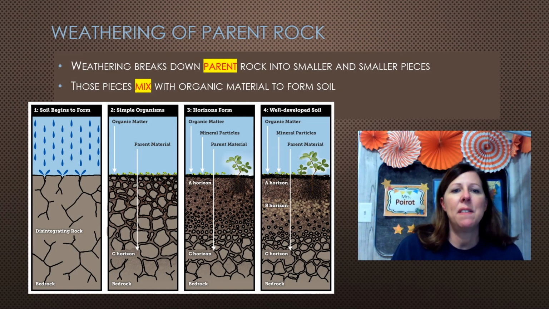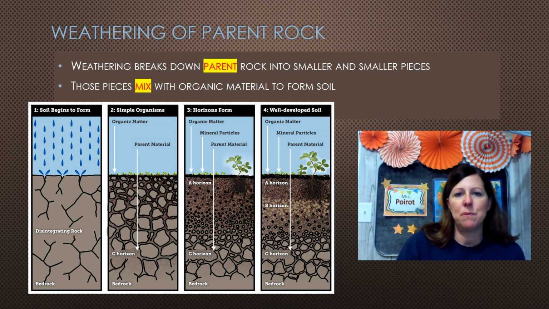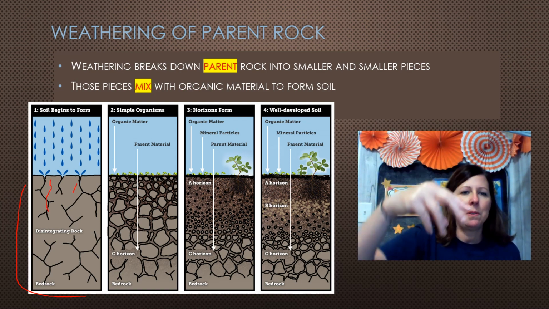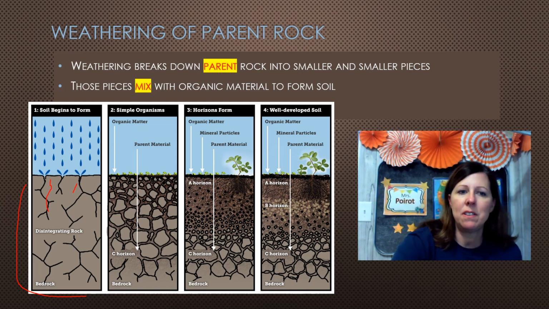All right, so let's talk about the weathering of a parent rock. So if we look at the first picture here, you can see that it's all rock. Rain is falling. You've got these cracks starting to develop. Water will seep down in there, and it'll eventually start to break up that parent rock into smaller pieces.